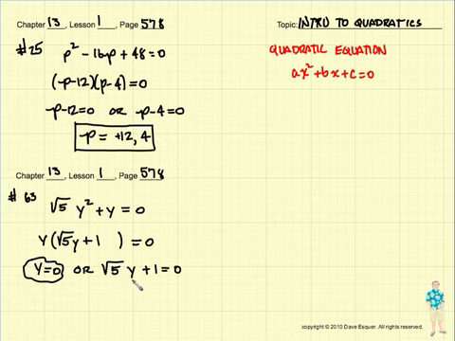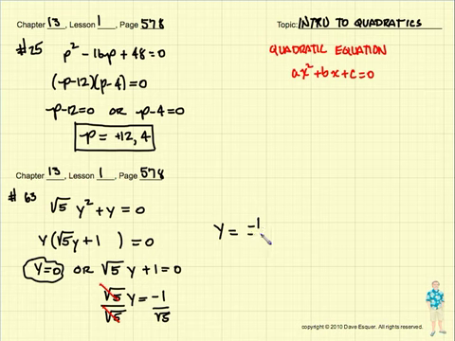So there's one of my answers, perhaps. The square root of 5 times y plus 1, let's subtract 1 from both sides. So that ends up being a negative 1. And we could divide both sides by the square root of 5, which would allow us to cancel these radicals. So this would look like y turns out to be negative 1 over the square root of 5.